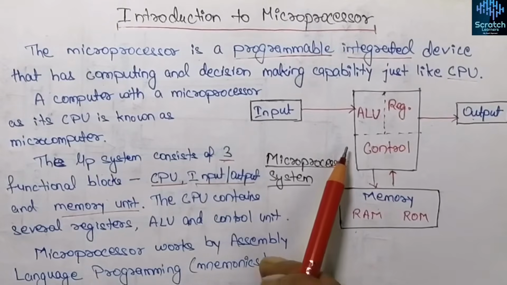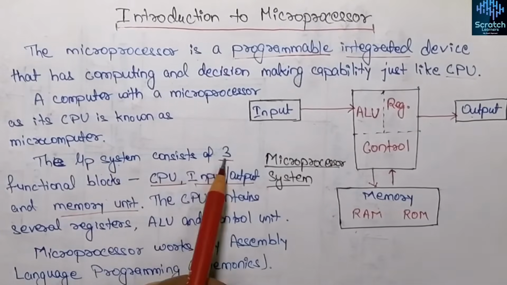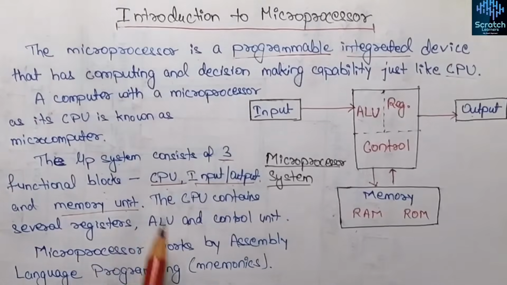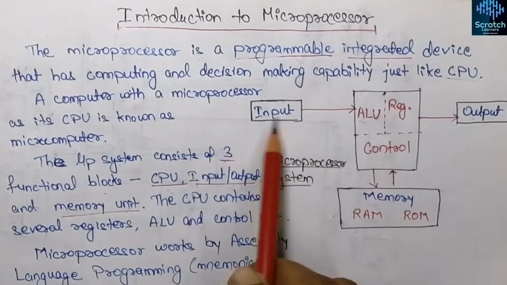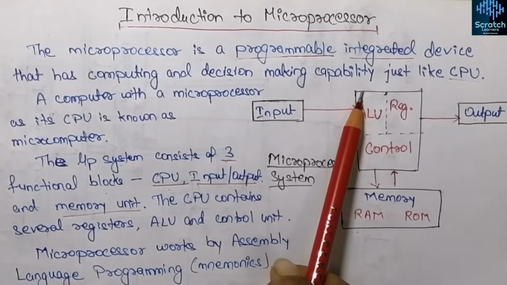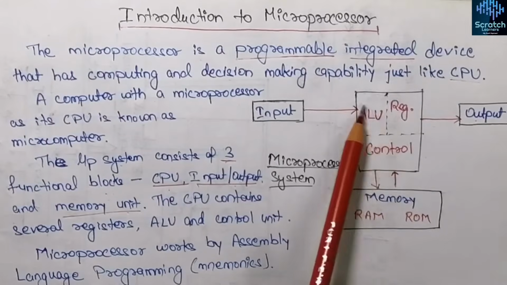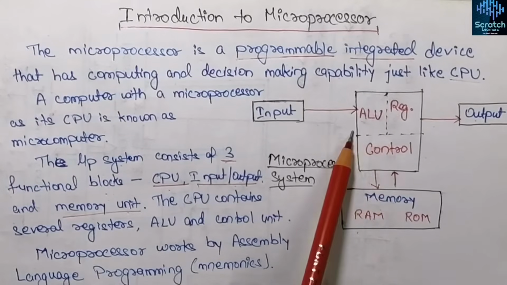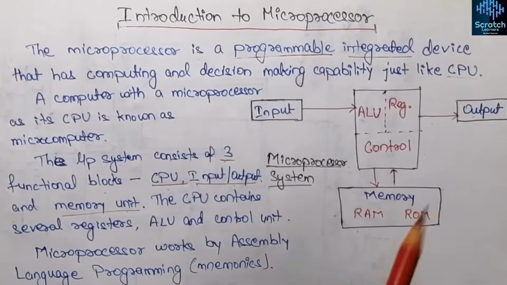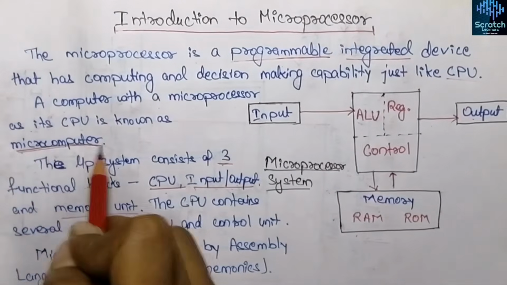In the same way, we can consider the microprocessor as a CPU, in which the microprocessor system consists of three functional blocks: CPU, input output, and memory unit. So this is the CPU part, this is the input output, and this is the memory unit. And what does the CPU consist of? The CPU consists of some registers, ALU, and a control unit. The ALU performs arithmetic and logical operations, and the control unit translates the instruction and executes the desired task. And a computer with a microprocessor as its CPU is known as a microcomputer.